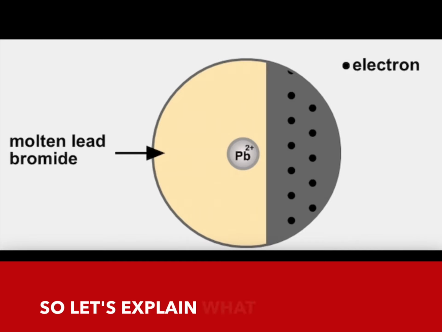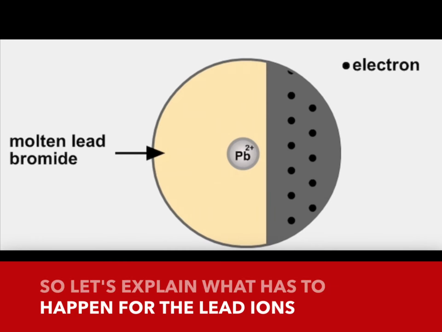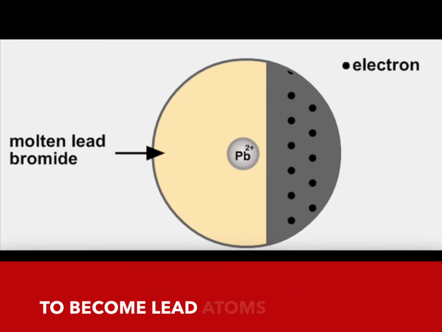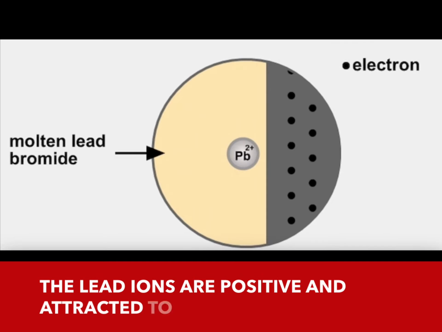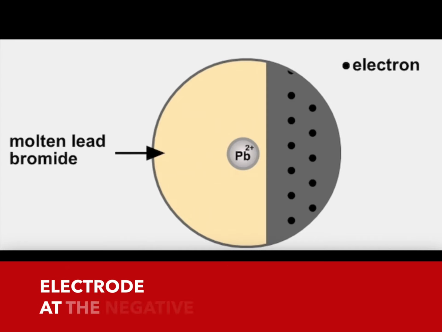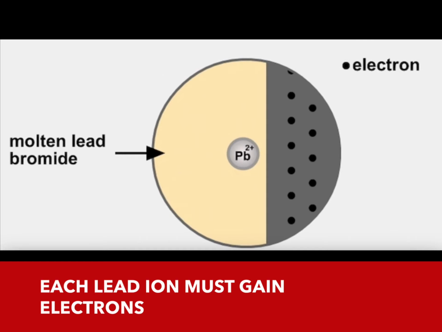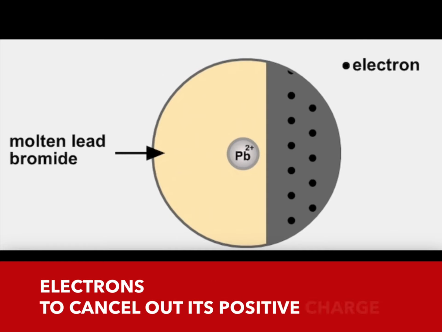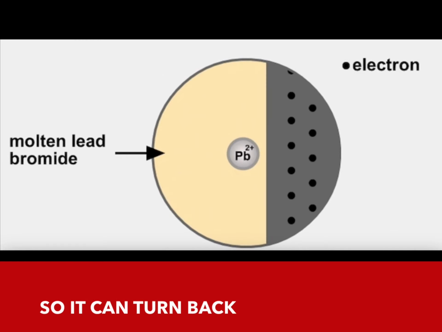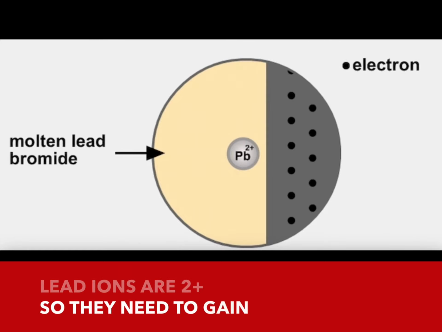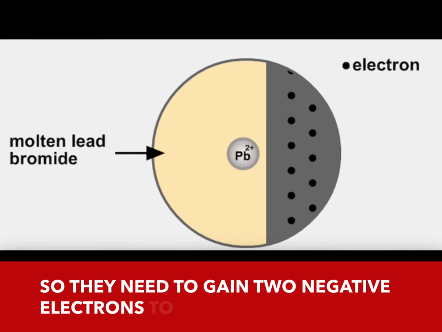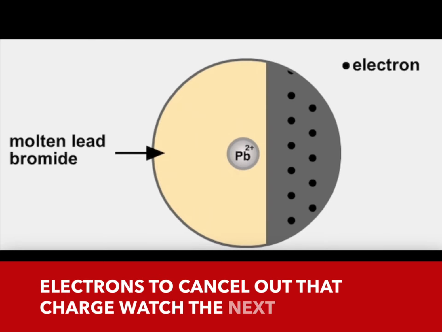So let's explain what has to happen for the lead ions to become lead atoms. The lead ions are positive and are attracted to the negative electrode. At the negative electrode, each lead ion must gain electrons to cancel out its positive charge so it can turn back into metallic atoms of lead. Lead ions are 2+, so they need to gain 2 negative electrons to cancel out that charge. Watch the next animation.